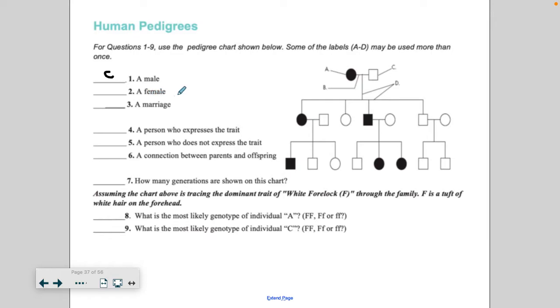All right, females are circles, so that would be A. Which letter indicates marriage or union? That would be B. You can see this line connecting between the circle and the square.